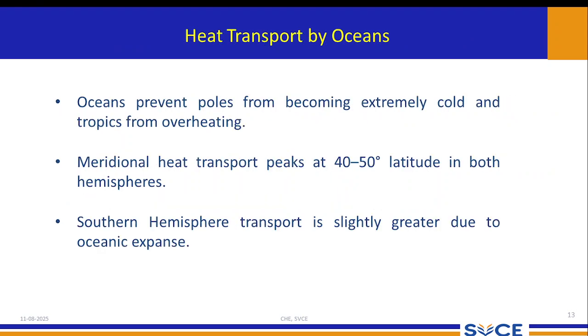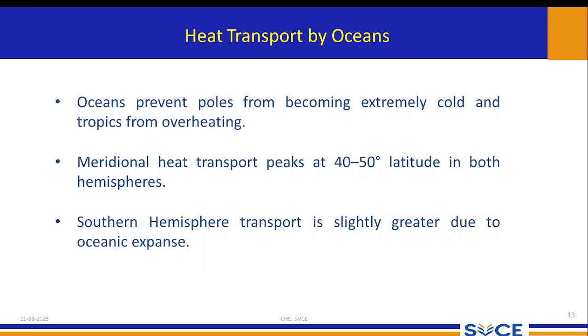And heat transport by oceans. Oceans prevent poles from becoming extremely cold and tropics from overheating. Meridional heat transport, a very important thing, peaks at 40 to 50 degrees latitude in both hemispheres.